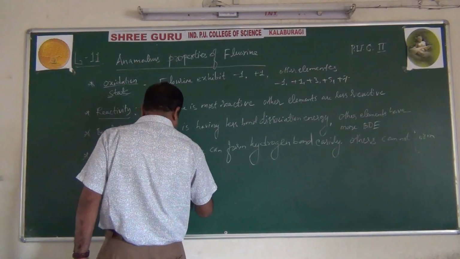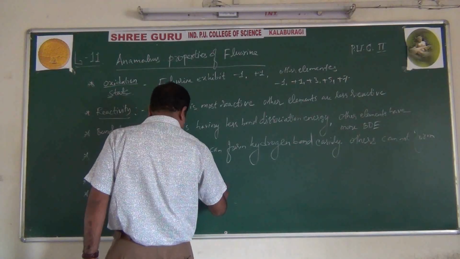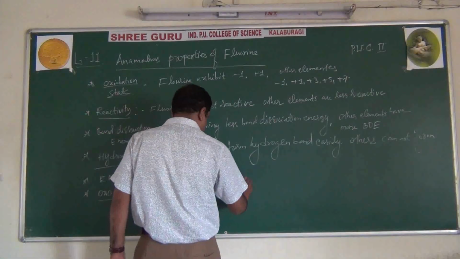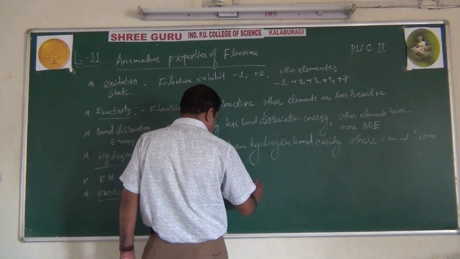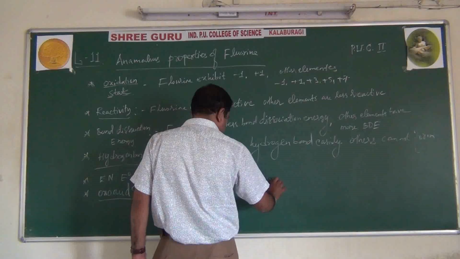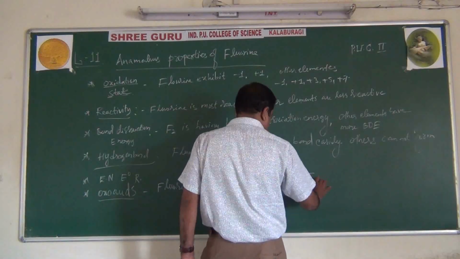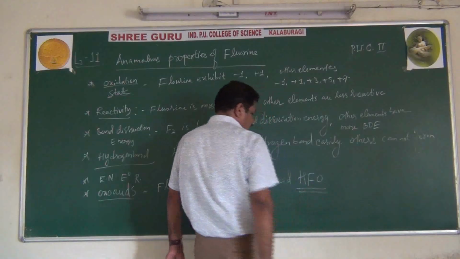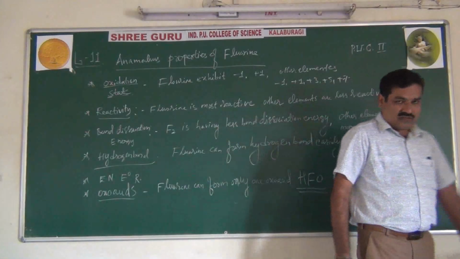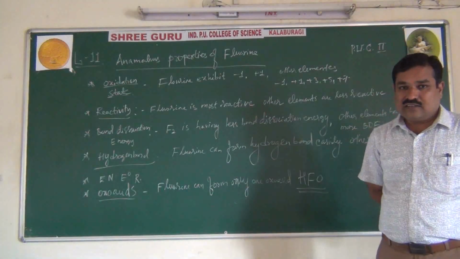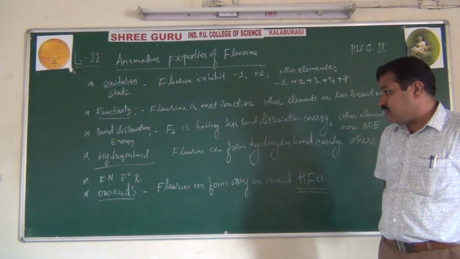Fluorine can form only one oxo acid. That is HFO, hydrofluorous acid, with +1 oxidation state. But other elements are not like that.